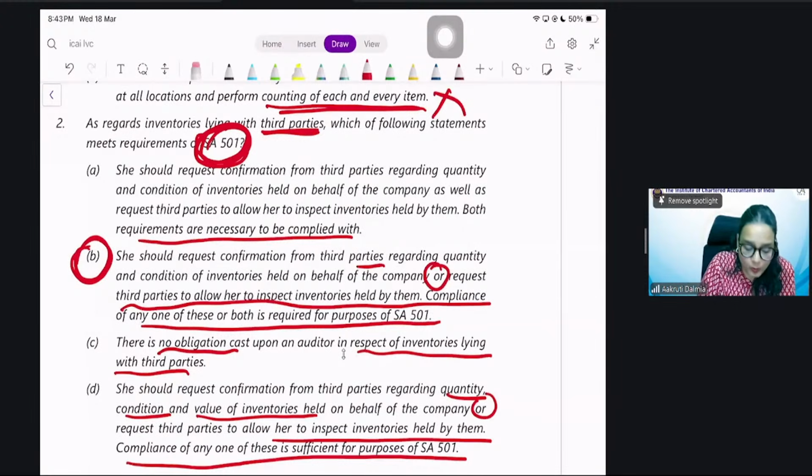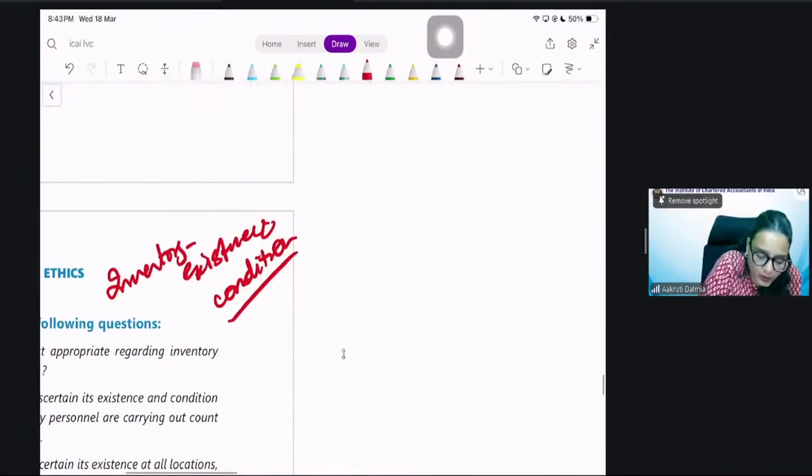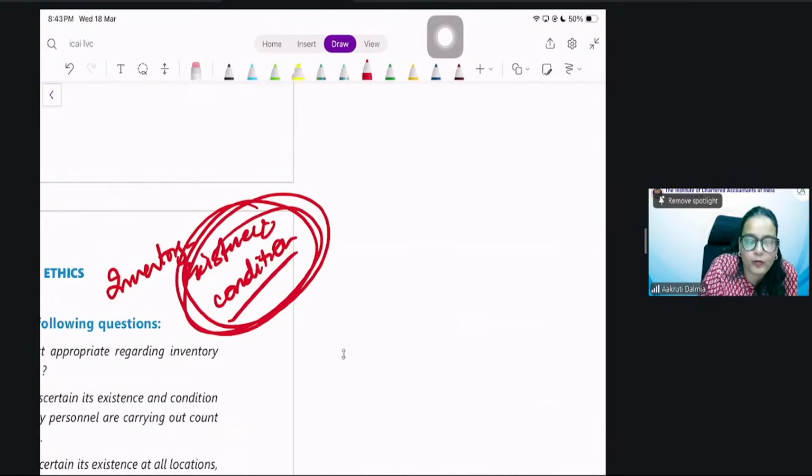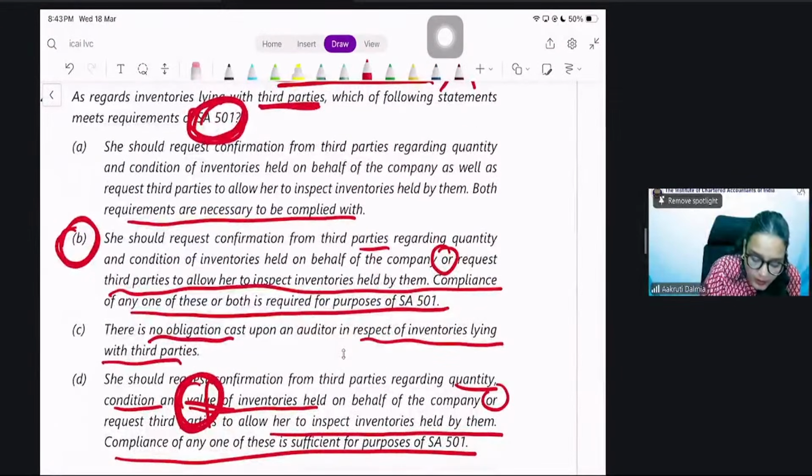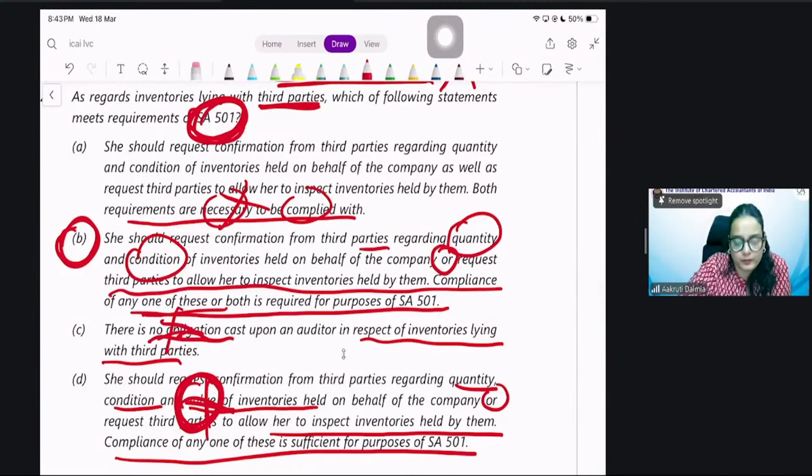Nowhere in SA 501 is anything written about valuation. Here itself I wrote, what do you have to check in inventory? Existence and condition. So, you can request the third parties for quantity, meaning existence and condition, or you can ask them to visit. Anything is okay. If you do this, both is not compulsory. So this becomes wrong. No obligation, fully wrong. Value, wrong. So which is the correct answer left? B. Now are you understanding slowly?